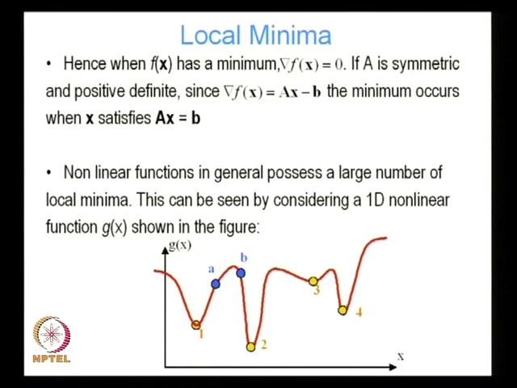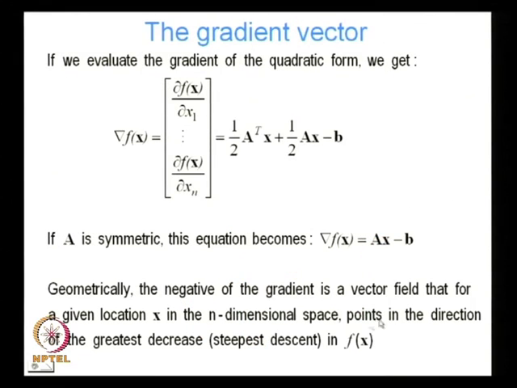Hence, when f of x has a minimum, the gradient of f of x must be equal to 0. Why is that? Well, the gradient points in the direction of steepest descent, but when f of x reaches a minimum, is there a direction of steepest descent? No, right, because anywhere you go the function is going to increase, because that is a minimum. So, the direction of steepest descent has got to be 0 at the minimum. The direction of steepest descent I said is the gradient, that means the gradient has got to be 0 at that point, right.